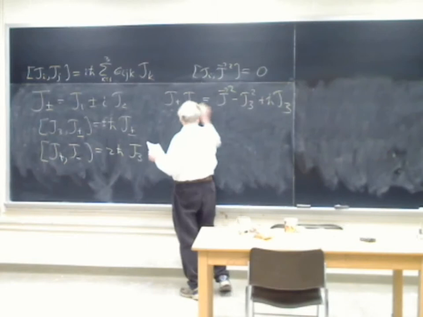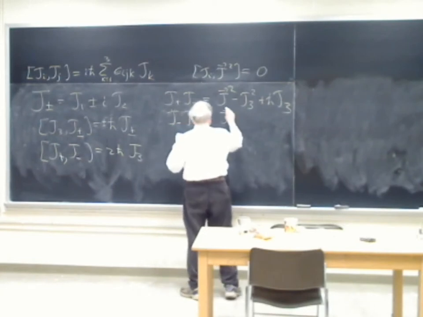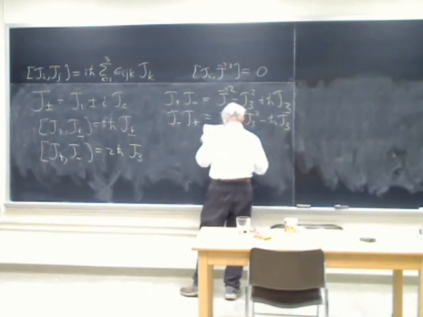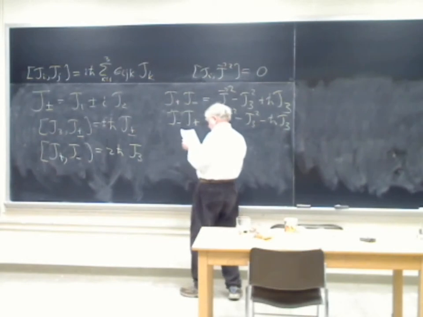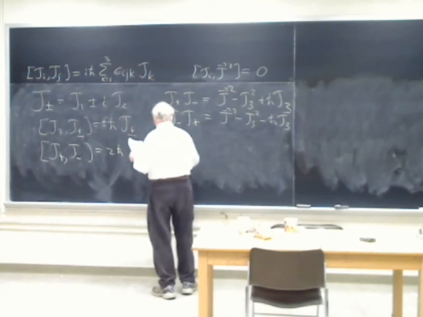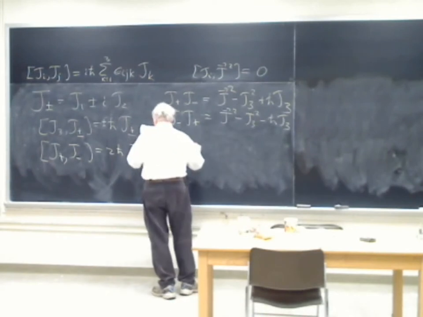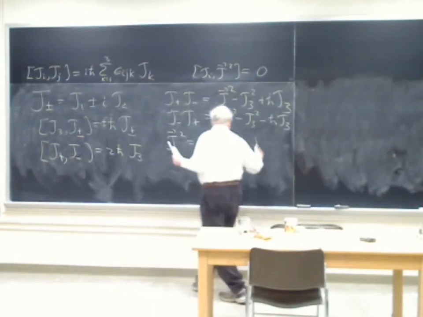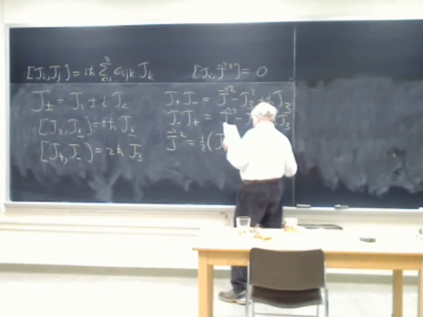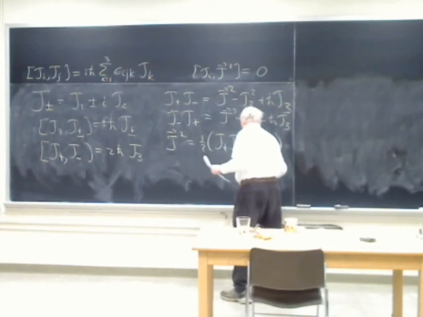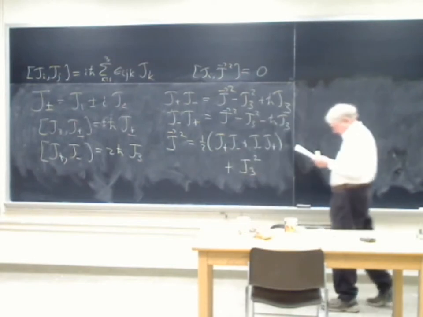We found that J plus J minus is this, and in the opposite order, it's a similar structure. Okay. And by adding these two together, we found that J squared was equal to a half J plus J minus plus J minus J plus, let me just say, plus J3 squared. There.